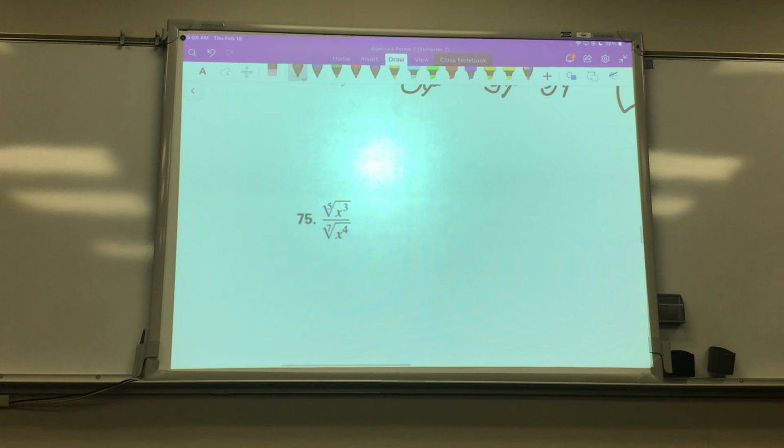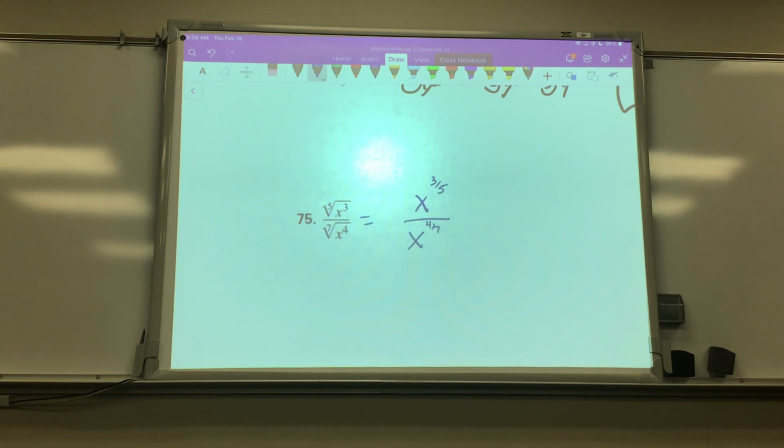Okay, let's do this one. In radical form, we have to look to see: are the indexes the same? No. Since the indexes aren't the same, I can't do anything in radical form. So we have to change it into exponential form, correct? x to the 3 over 5, over x to the 4 over 7. The index is always the denominator, right?